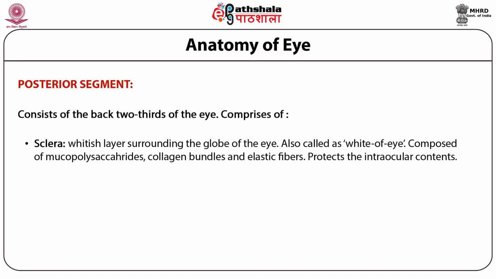Sclera is the whitish layer surrounding the globe of the eye, also called the white of the eye. It is composed primarily of mucopolysaccharides, collagen bundles, and elastic fibers. Sclera serves to protect the intraocular contents.